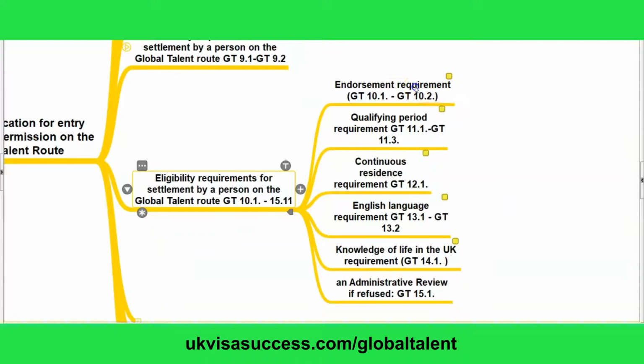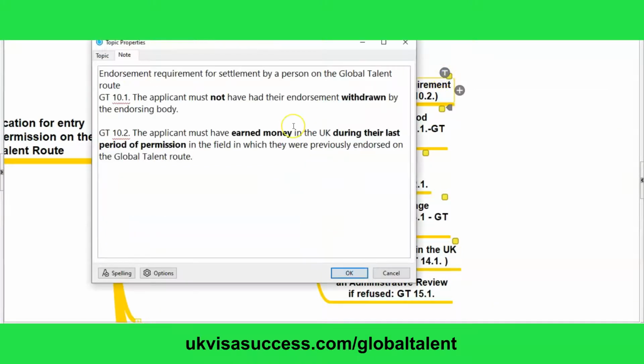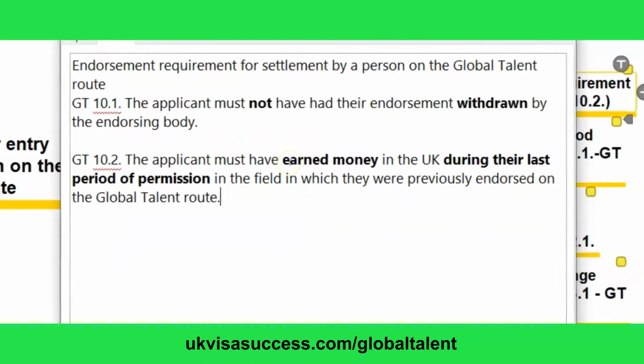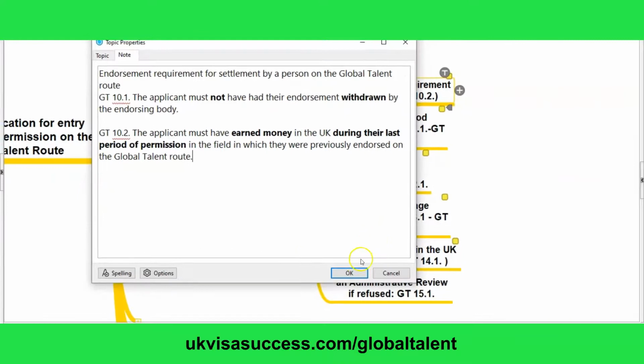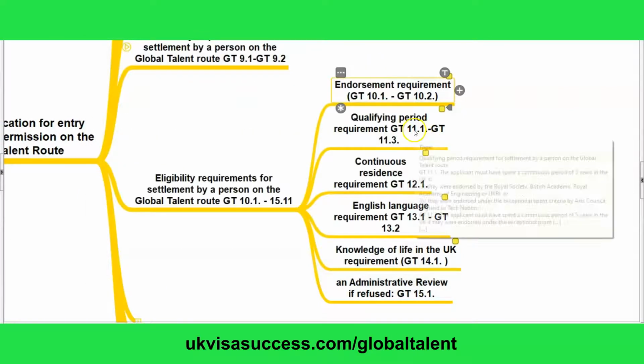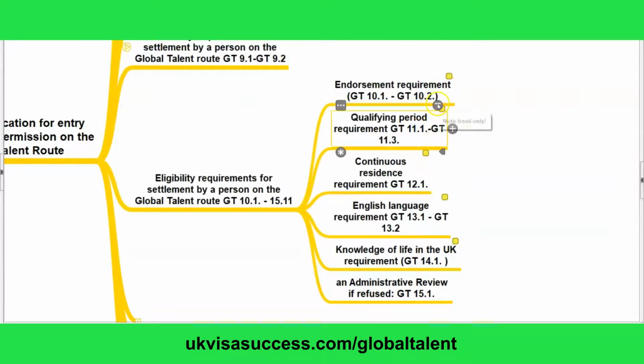Now let us have a look at the eligibility requirements for the settlement application. So we have the endorsement requirements here, and all you need to prove here is that the endorsement has not been withdrawn and that you have earned some money during your last permission to stay here under the global talent route. And then we have the qualifying period requirements.